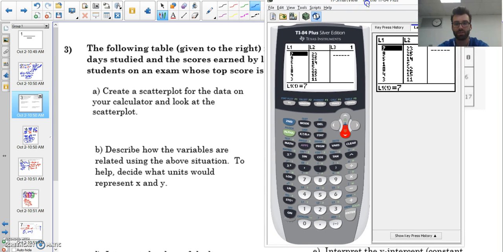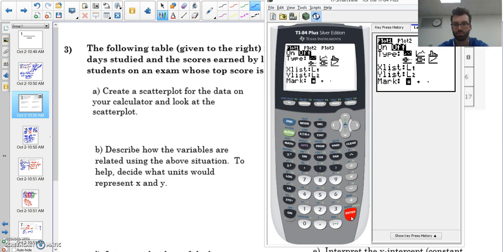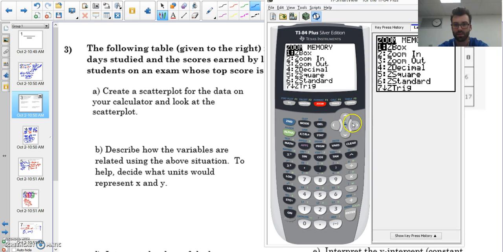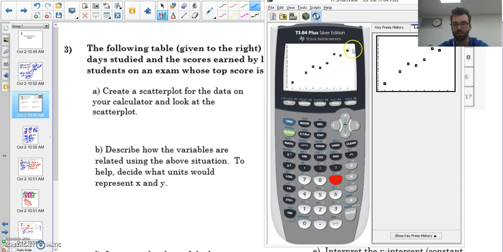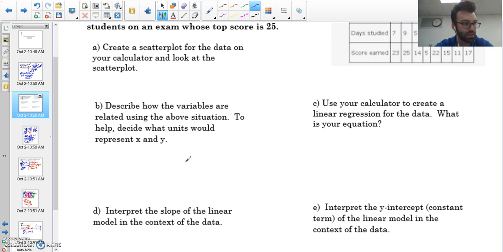So create a scatter plot for the data. To create a scatter plot, I press second y equals, plot 1. I want this to be selected. L1 and L2 should be our X and Y list. Press zoom, stat, which I think is 9. Yeah, zoom stat, which is 9. And there's my data. It looks to be increasing. So create a scatter plot and look at the scatter plot. Check.